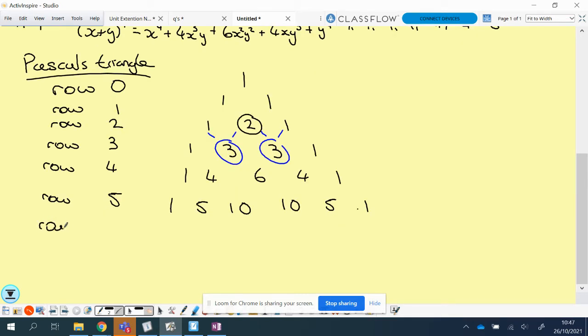So if I go to row 6, okay, start with a 1. 1 and 5 would be 6. 5 and 10 would be 15. 10 and 10 would be 20. 10 plus 5 would be 15. And 5 plus 1 would be 6. And I'd finish off with a 1. Okay, so they'd be all the constants that I would get if I multiplied out a bracket in the form x plus y to the power 6. Okay, and you can see this goes on and on.